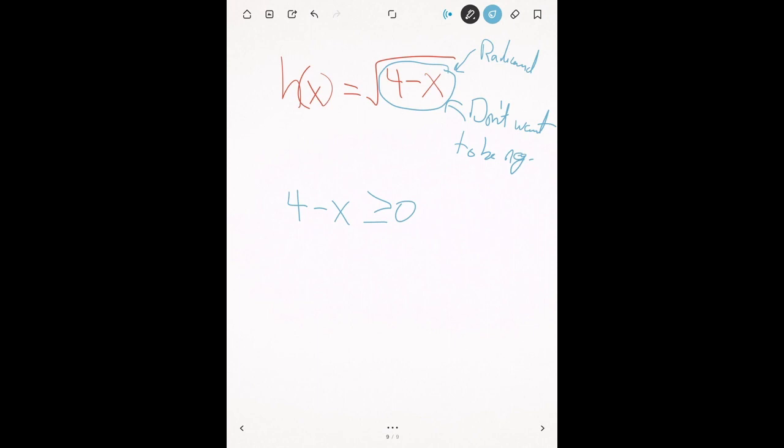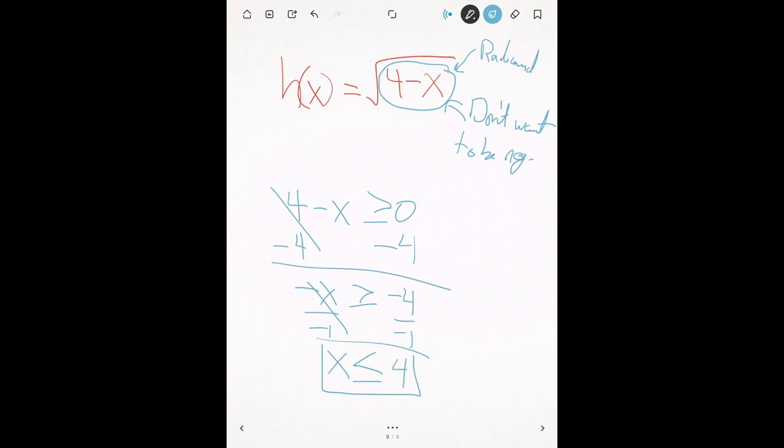Okay, so let's go ahead and solve for x. Let's subtract 4 from both sides. Negative x is greater than or equal to negative 4. Divide both sides by negative 1. I get an x, I get a 4. Remember, this is a little side note from when you work with inequalities. Anytime you multiply or divide by a negative, you have to flip the sign. That's a good note to have down. Anytime you multiply or divide by a negative, you have to flip the sign. So this says x is all the numbers less than or equal to 4.